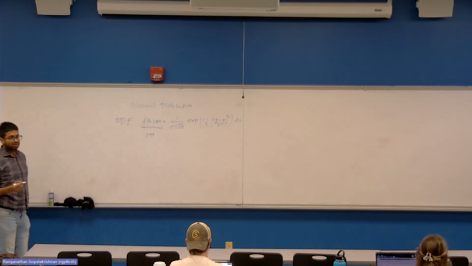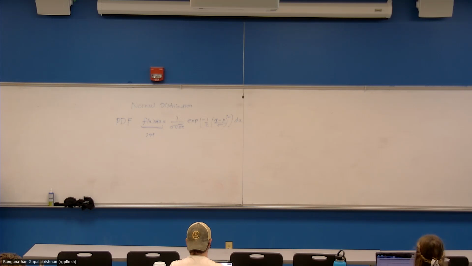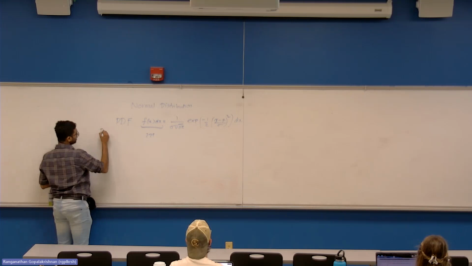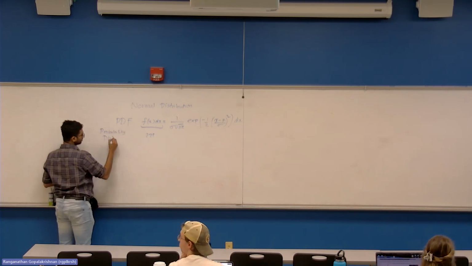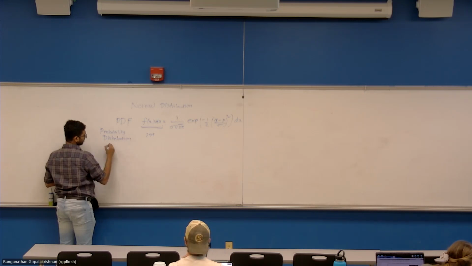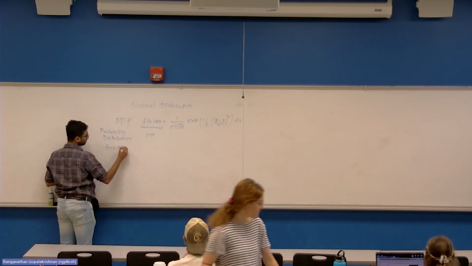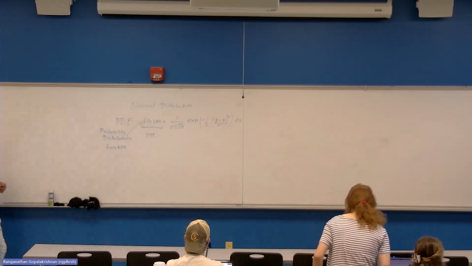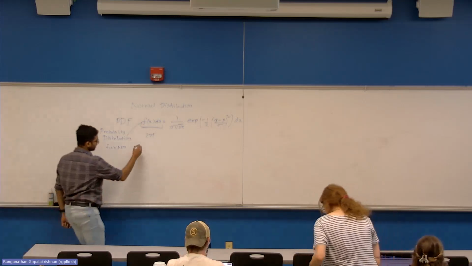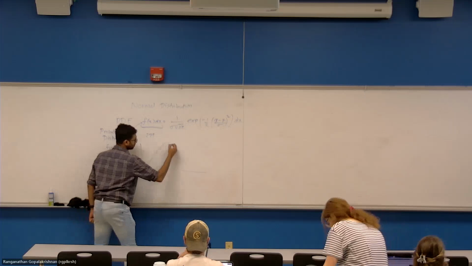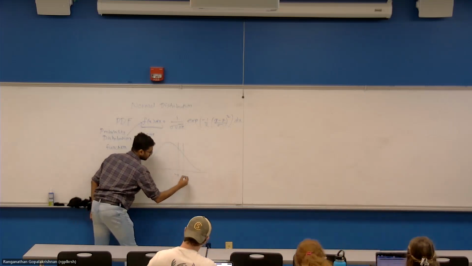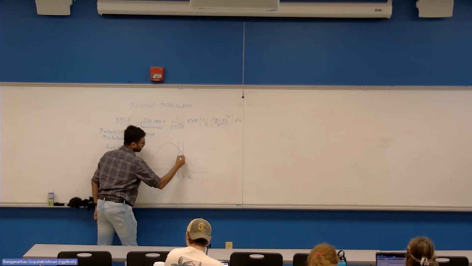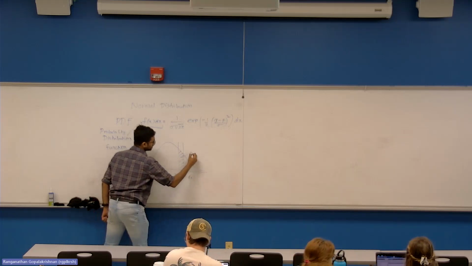What is f of x dx? This is called the probability distribution function. That is, f of x is the probability distribution function. So if I say here is f of x, and I'm considering an interval dx, and I consider f of x dx, what does that represent?